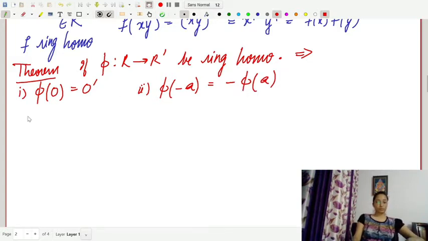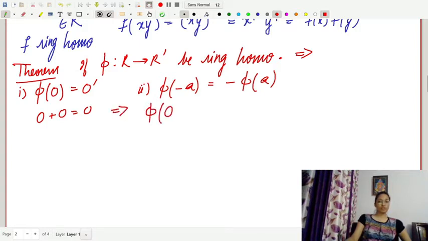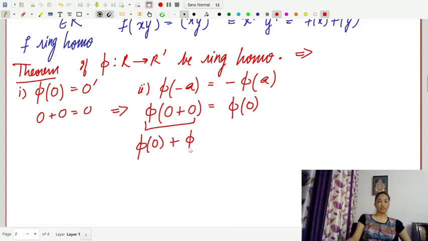Now, we know that 0 plus 0 is equal to 0. So if we apply the phi operation on this, phi of 0 plus 0 is equal to phi of 0. Now this is a homomorphism, so it preserves the operation: phi of 0 plus phi of 0 is equal to phi of 0 plus 0 dash.